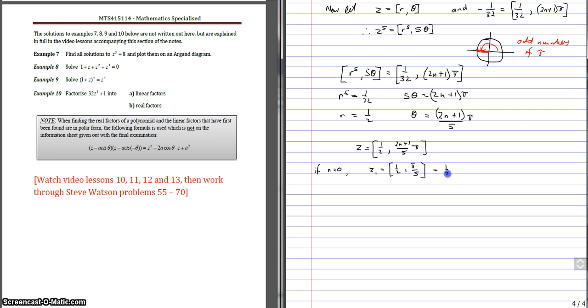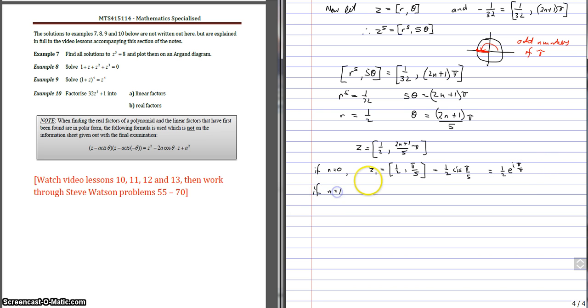We could write that as a half cis pi on 5. And this doesn't have a nice exact value for cos pi on 5 nor of sine pi on 5, so we can leave it like that. We could also write it using Euler's form as half e to the I times pi on 5.